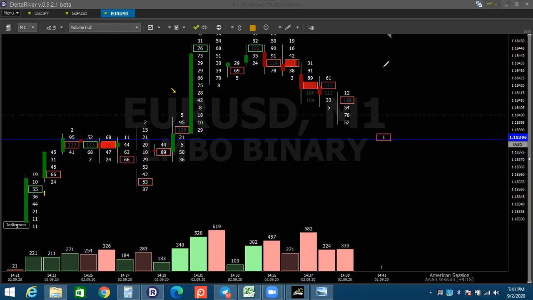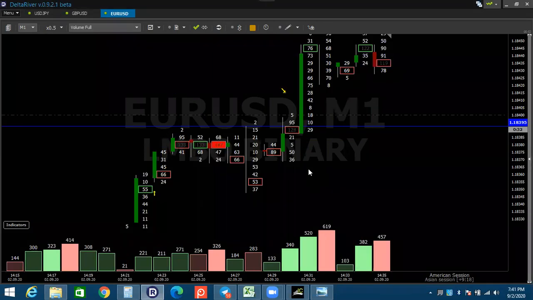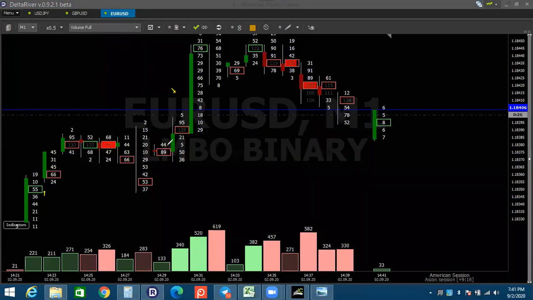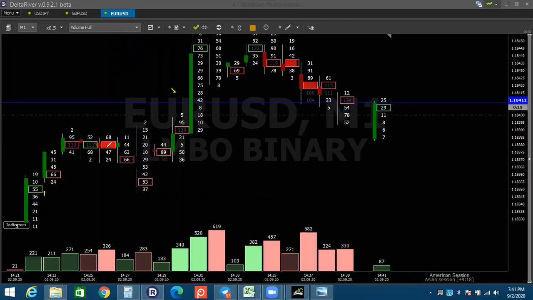So I made this template. In this template, look at the point of control. Sometimes there is a red inside bar and sometimes a green inside bar. If it's red, the volume is totally from the seller side, and if it's green, the volume is totally from the buyer side. Each and every red and green has some ideas, some concepts. I will clear all these things, but we go to the first one here.